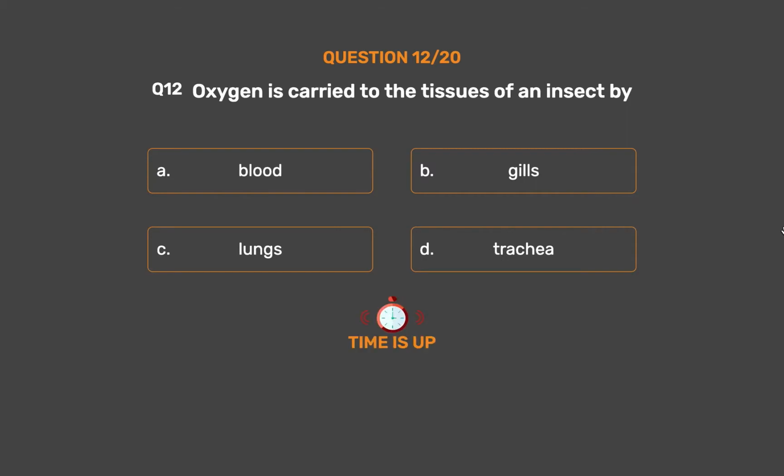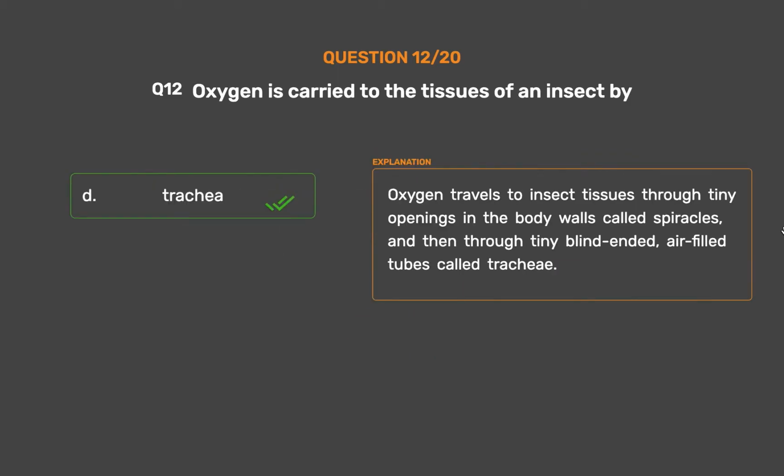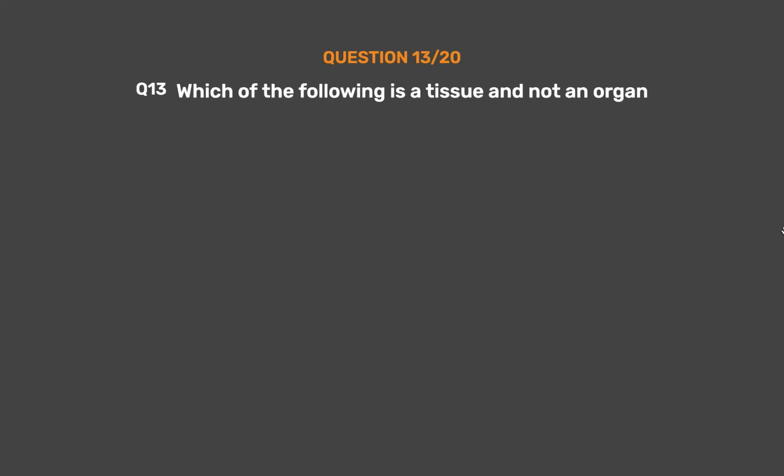The correct answer is option D. Trachea. Oxygen travels to insect tissues through tiny openings in the body walls called spiracles, and then through tiny blind-ended, air-filled tubes called trachea. Question number 13.